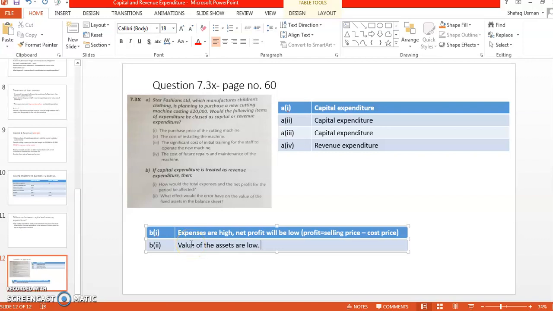This marks the completion of question number 7.3. Please take a moment, revise it again. I want you to solve it in a copybook at hand. And as I've been saying from day one of this session, please ensure you get your capital expenditure and your revenue expenditure definitions sorted.